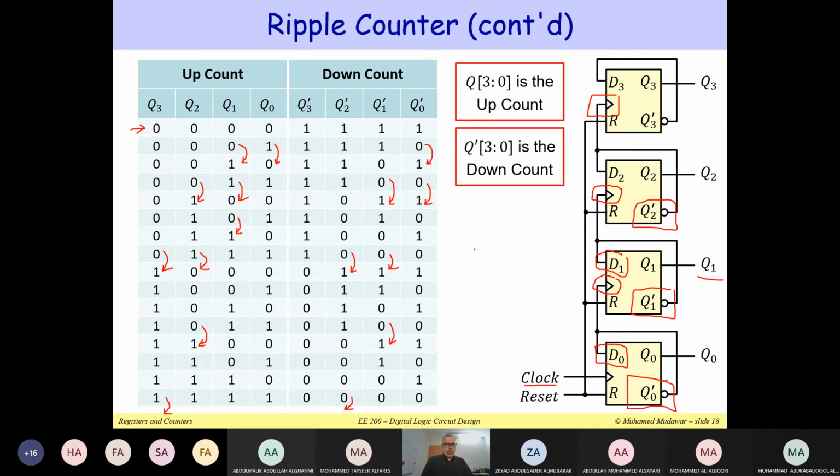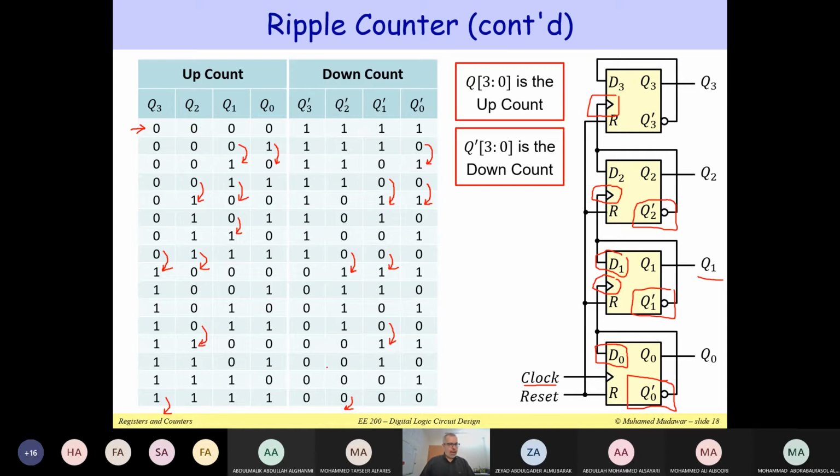Okay, so I'm showing here both the Q and the Q prime. Notice that in the case of Q, we are counting up. If you look here at the toggling, basically we are counting up. We start at 0, 0, 0, 0, then 0, 0, 0, 1, then 2, 3, 4, 5, 6, 7, all the way to 15.